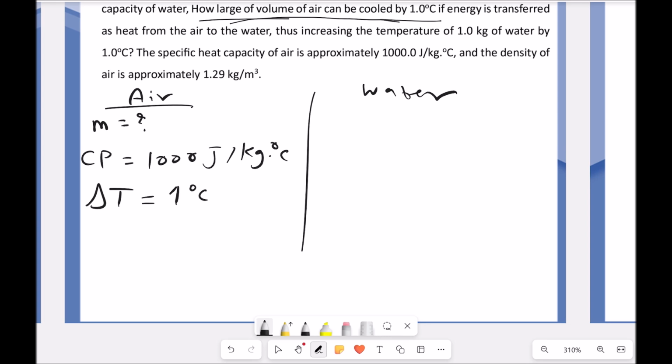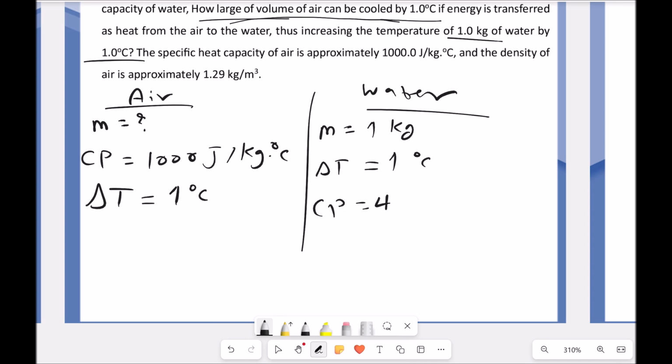And then for the water, we have 1 Celsius and we have 1 kilogram of water. So mass of the water is going to be 1 kilogram, and delta T of water is going to be 1 Celsius. So Cp also is going to be 4,186 joule per kilogram per Celsius.